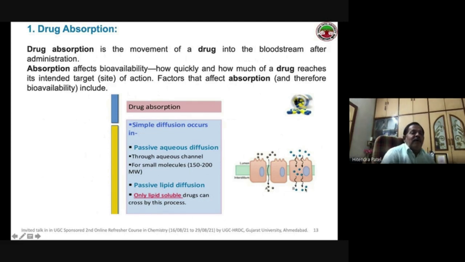So friends, for the absorption of a drug molecule, it is very important to consider the molecular weight of the different kinds of drug molecules, and based on that we can have the absorption. This is another important term, drug absorption.